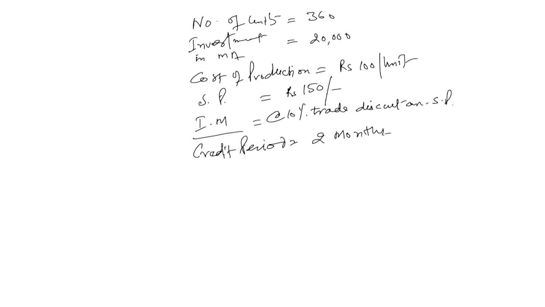If we go for indirect marketing, the entire production can go to the market at a 10% trade discount to be given to the channel, and then the channel would be requesting a credit period of 2 months.